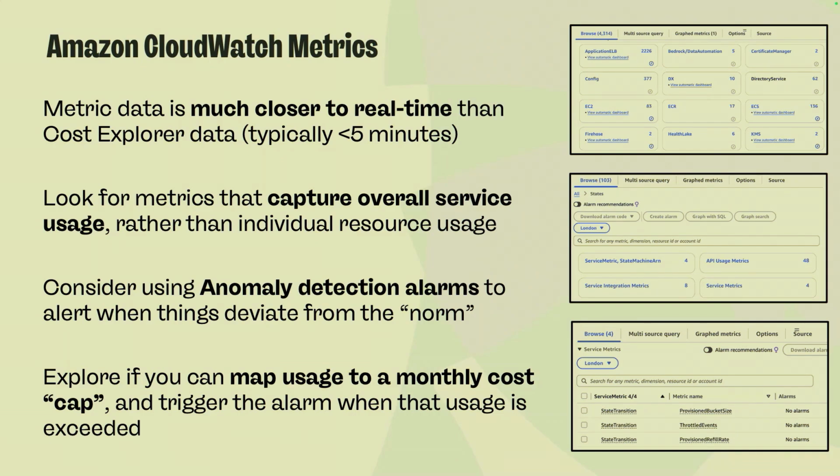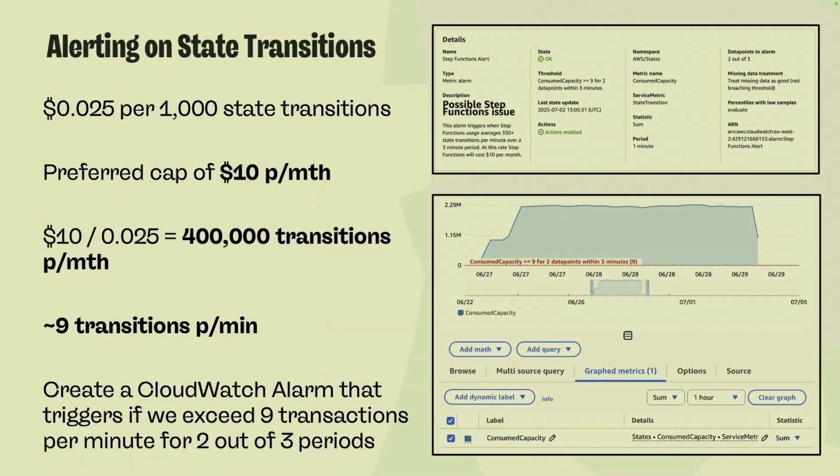What it also means is if you know the cost of a service and you know the metrics on its use, you can start working out your own caps. As a worked example, state transitions are 2.5 cents per 1,000 state transitions. If I'd set a monthly cap of $10 in CloudWatch, I can do some sums and it works out to about 9 transitions per minute. If I'd done 9 transitions per minute over an entire month, that would have got me to my $10 a month for the Step Function.